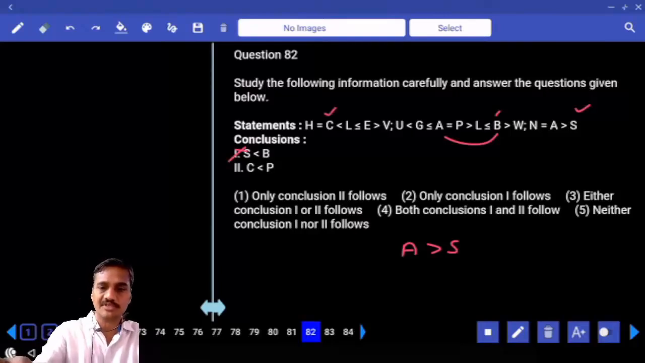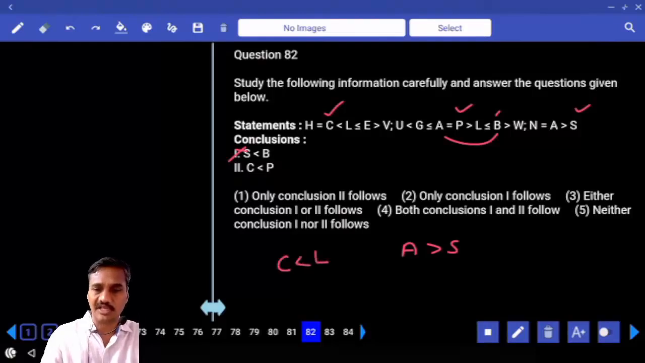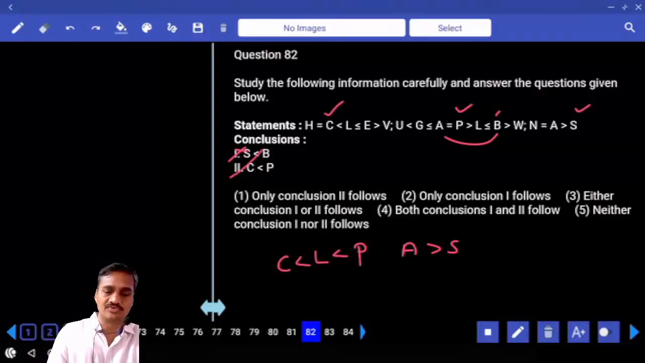And C and P. C is here, P is here. Which element is common? L. C lesser than L. And P greater than L means L lesser than P. And C lesser than P, definitely true. Only two follows. Choice 1, question number 82.